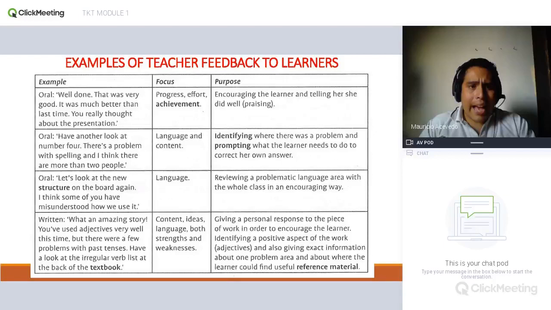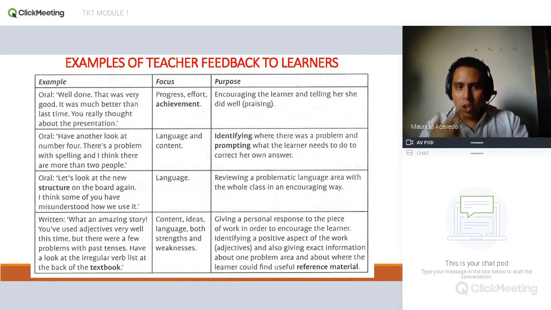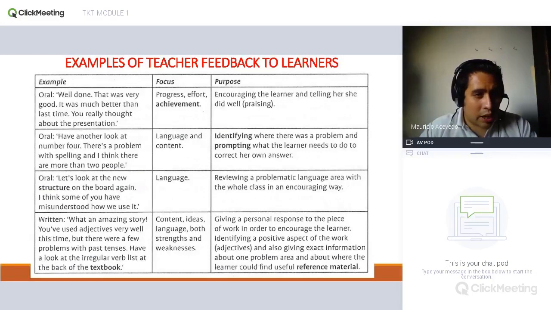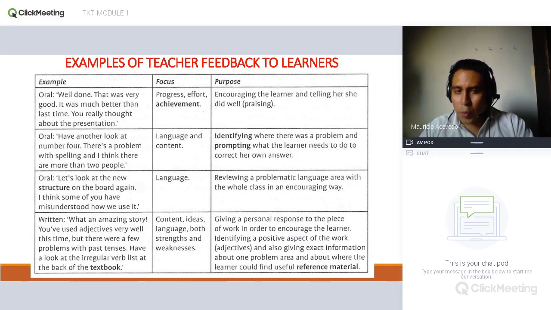The focus obviously is the language, because you are correcting some problems with the sentence and the content. As you can see, he says there are more than two people, so something in its content is not very good. The purpose is identifying where there was a problem and prompting what the learner needs to do to correct her own answers. So in this case, you are telling them, are you sure that it's only one, two people? Maybe there are, and then they continue and they correct themselves.